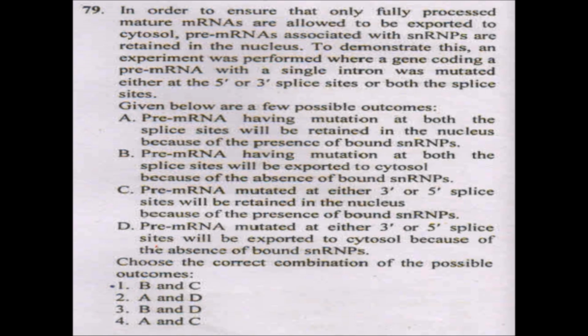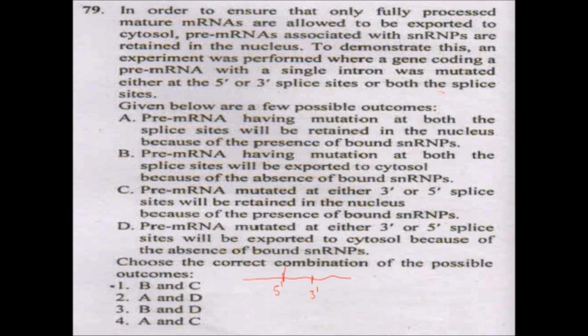Next question. In order to ensure that only fully processed mature messenger RNA is allowed to be exported to the cytosol, pre-messenger RNAs associated with snRNPs are retained in the nucleus. To demonstrate this, an experiment was performed where a gene coding a pre-mRNA with a single intron was mutated either at the 5' or 3' splice sites or both splice sites. Suppose this is the RNA and this portion is the intron, suppose this is the 5' end and this is the 3' end of the intron.